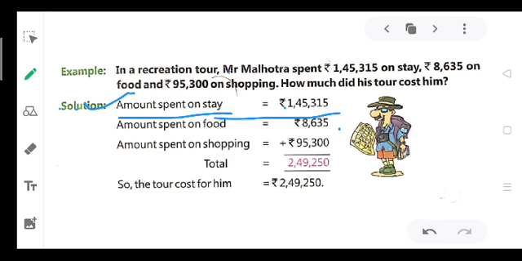Then amount spent on food. If we are using the first word amount, then here also we will not write a short way, we will write a proper statement. Amount spent on food 8,635. Then amount spent on shopping 95,300. These digits you will start writing from right to left. Then total money spent, or you can write the word total.